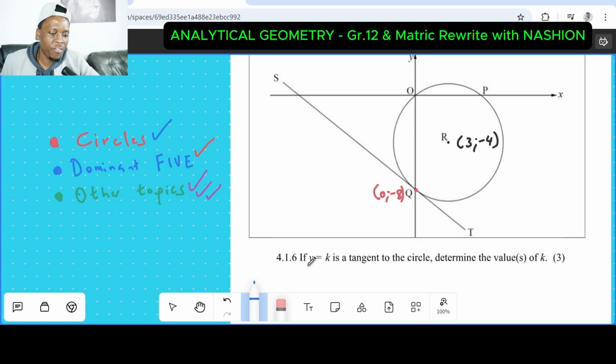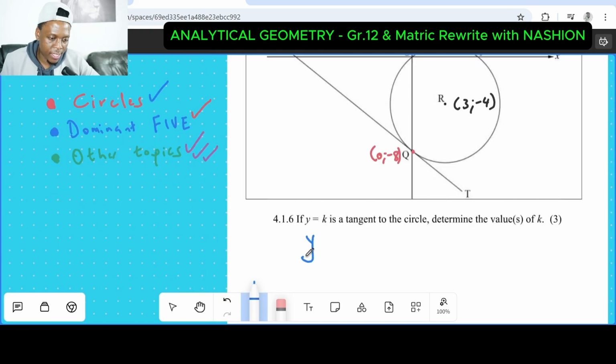4.1.6. If y = k is a tangent to the circle, determine the value or values of k. Okay, they're saying y is equal to k. This is the equation of a tangent. k represents a real number. Did you catch that? A number on the y-axis. And from that number, we form a tangent to the circle.